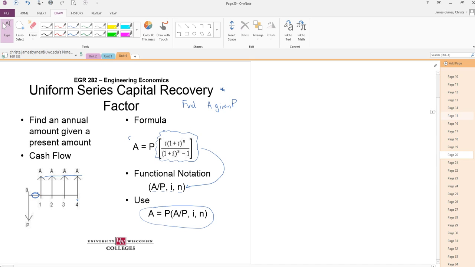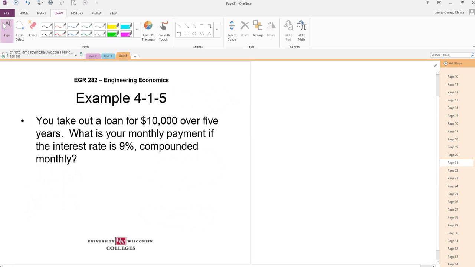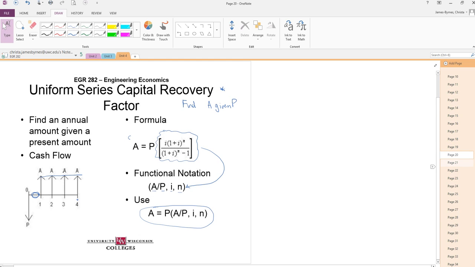So let's do a couple problems here. Okay, you take out a loan. Oh, first of all, when would you do this? Well, it would be for a situation where you're paying off a loan, you're paying off a house, you're paying off all of this stuff, okay? But you know what your payments can be. Oh, I said that backwards. You know the P, you're finding the A. So, yeah, find the A given a P.